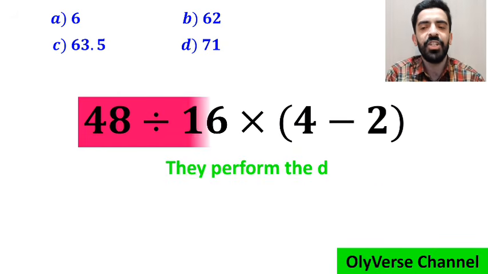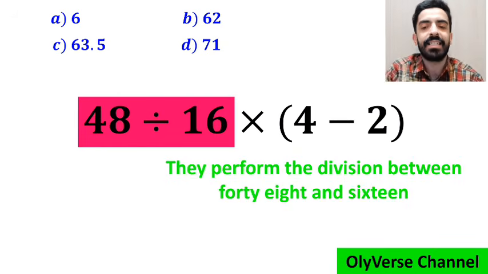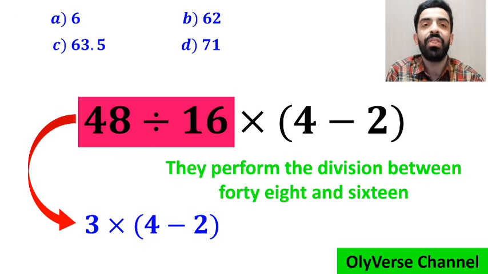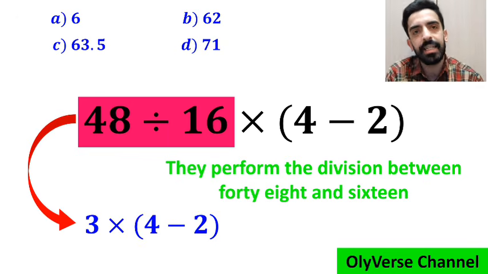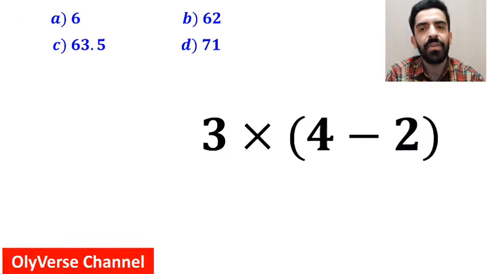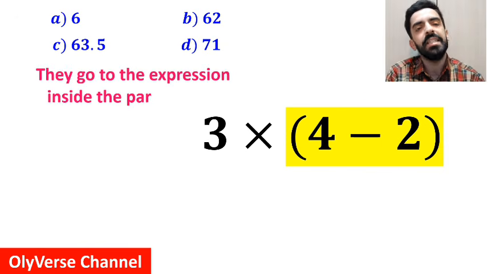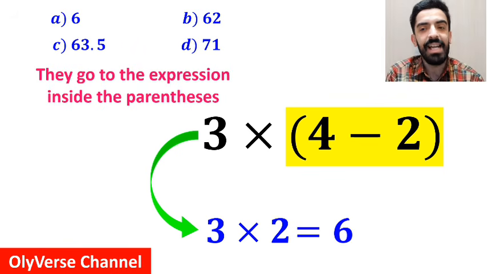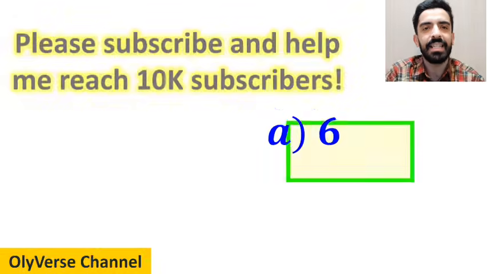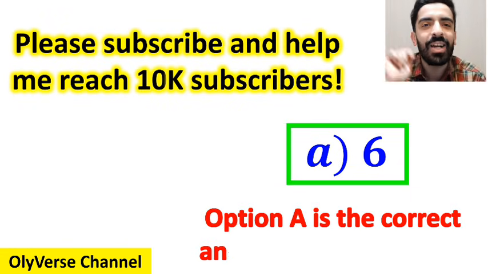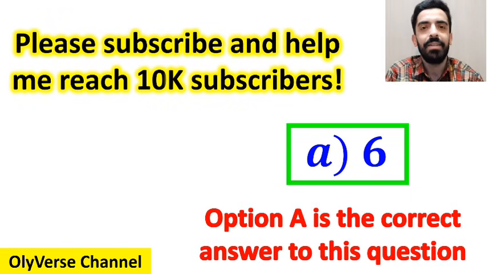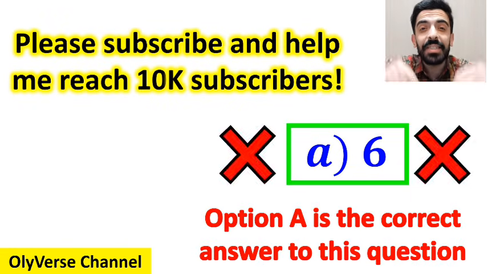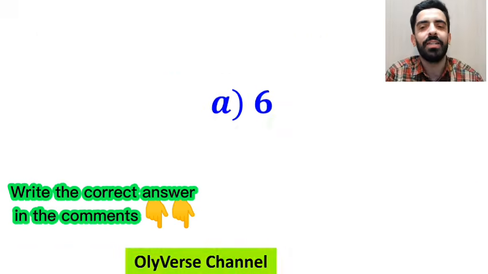Then they perform the division between 48 and 16 and write this expression as 3 times (4 minus 2). And the final step, they simplify the expression inside the parentheses to 3 times 2, which eventually gives them the answer 6. Then, without any hesitation, they quickly say that option A is the correct answer to this question. However, this answer is absolutely wrong.